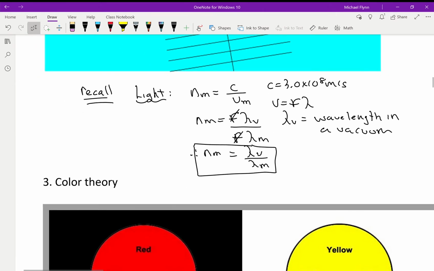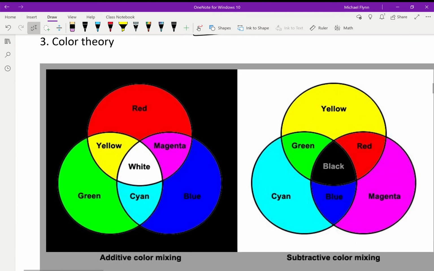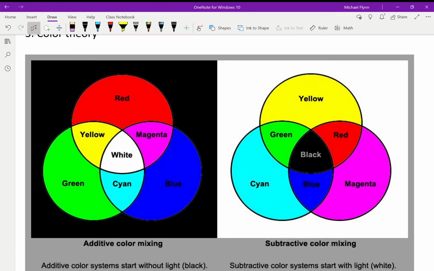All right, now let's go to color theory. Now we didn't really talk about color theory before. You should have done it in grade 10. So I'm going to talk to you about it right now. Anyone who's taken art will disagree with me and everything, but I'm telling you the truth, okay?